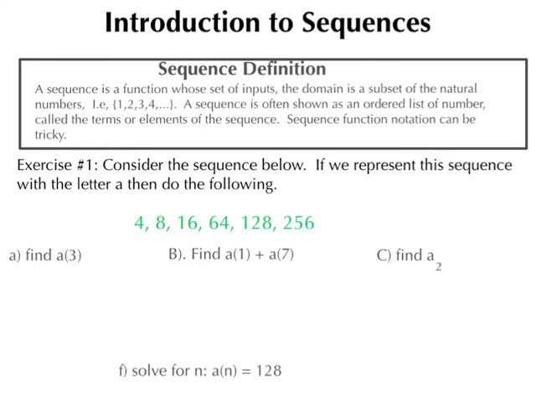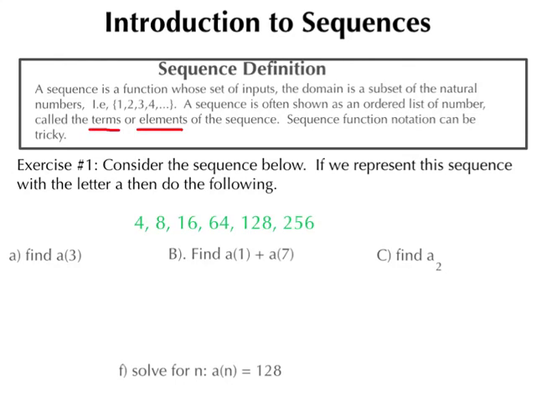So, sequence definition. A sequence is a function whose set of inputs, the domain, is a subset of natural numbers. Example: 1, 2, 3, 4. A sequence is often shown as an ordered list of numbers called the terms or elements of a sequence. Sequence function notation can be a little tricky. I do have some good tricks to understand sequencing and figuring out your terms. So just stick with me and give it a good try. We will spend a lot of time on this. The first two things that I want you to underline are the words terms and elements in that definition. Those are our vocab words.